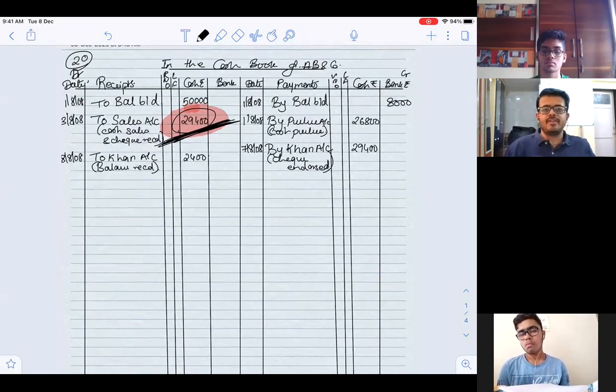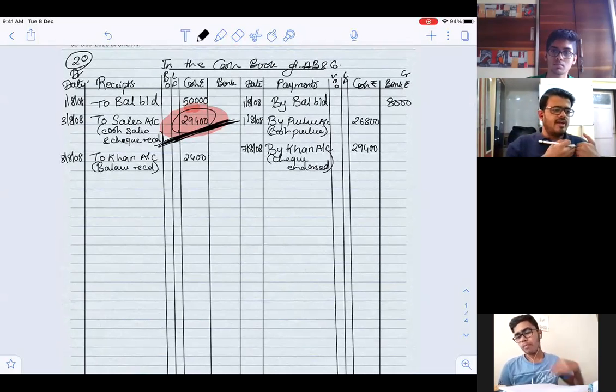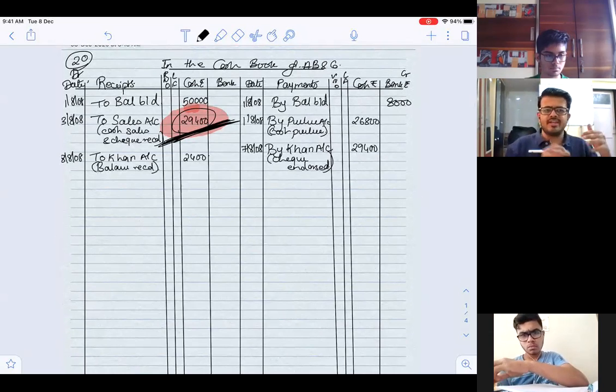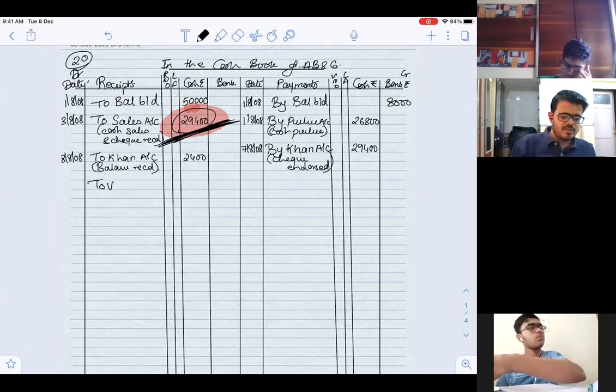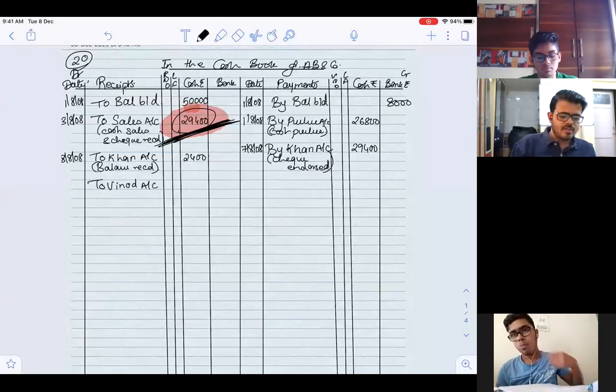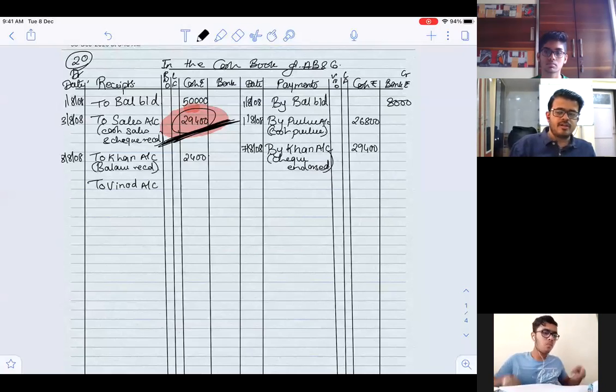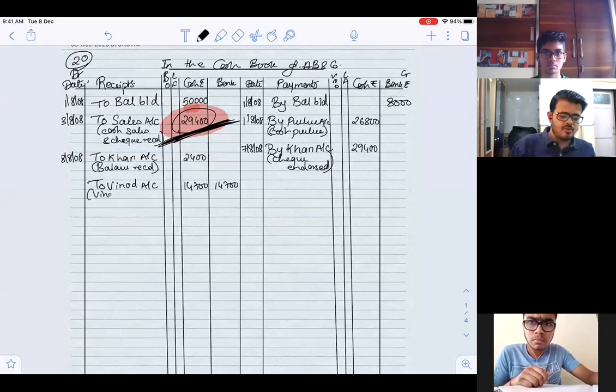What entry should I pass for that? Cash आया, कैश आया तो कैश डेबिट. चेक के लिए कौन सा अकाउंट यूज करोगे? बैंक, क्योंकि आगे तो कुछ स्टोरी नहीं दिया है ना. तो कैश अकाउंट डेबिट, बैंक अकाउंट डेबिट टू विनोद अकाउंट. तो कैश बैंक टू विनोद. 14700. 29,400 का half is 14700. So 14700 in cash, 14700 in bank. Vinod's account settled.